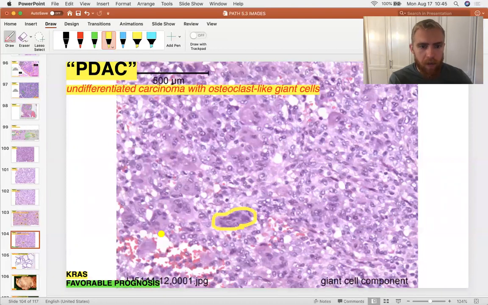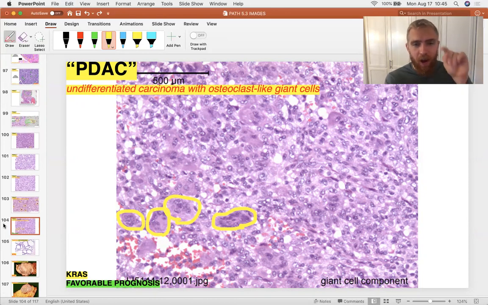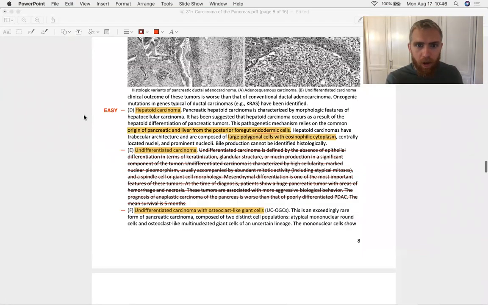More osteoclast-like giant cells. There's one. And you've got to hunt for these guys. If you were good at I Spy as a kid, you got this, you're golden, but if you weren't, it's like, where are the giant cells? So have fun. Again, this is associated with KRAS, and you do want to know that this osteoclast-like giant cell tumor has a very favorable prognosis, good prognosis, thumbs up.